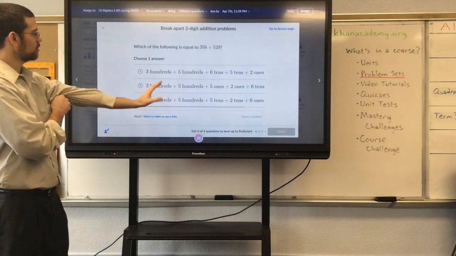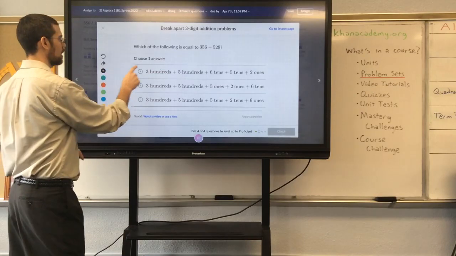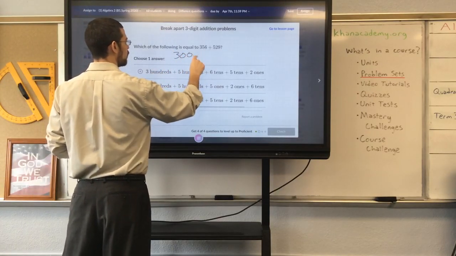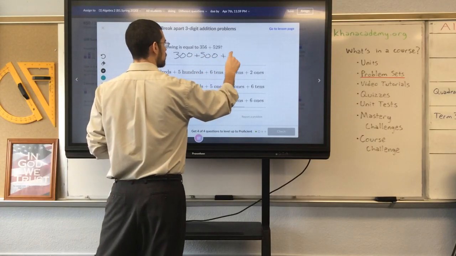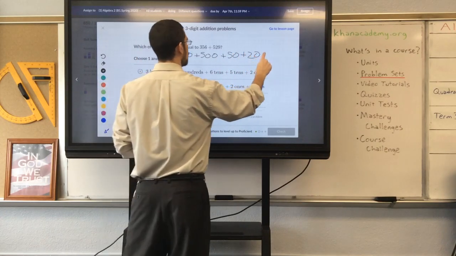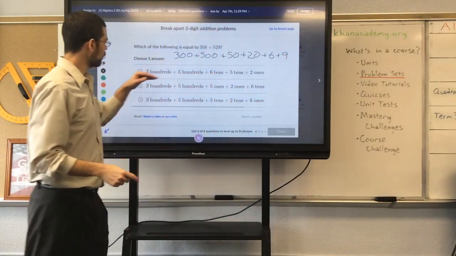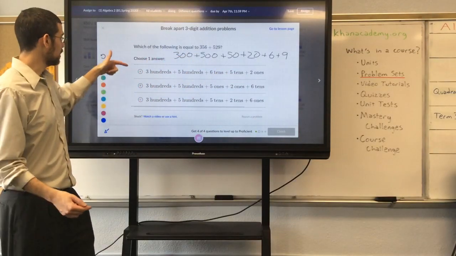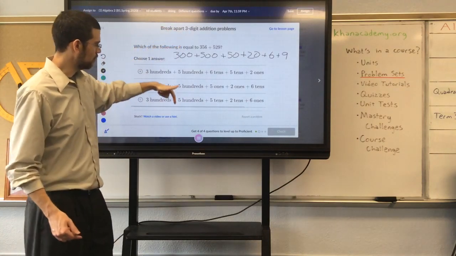Which of the following is equal to 356 plus 529? Well, let's do it kind of like they did. Let's say 300 plus the 500, we'll group our hundreds, plus the 50, plus the 20, plus the 6, plus the 9. So I'm going to look for a phrase like this, only instead of writing it out in numbers, this one has text. All right, so I've got 300s, all of those are good. I've got 500s, all of those are good.